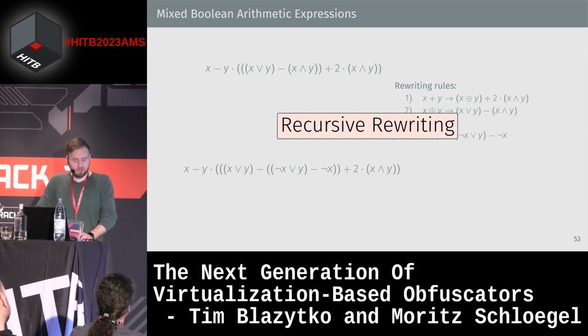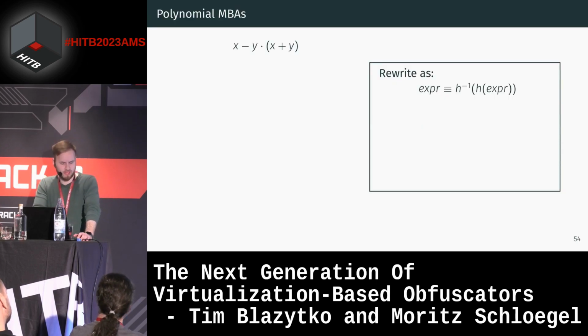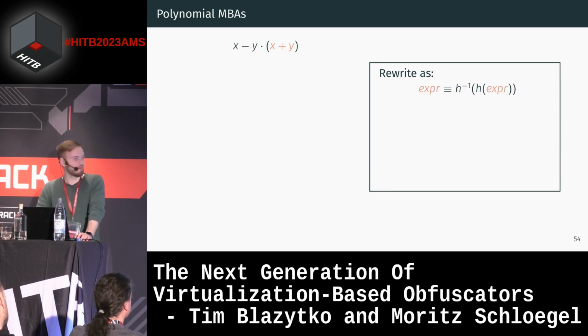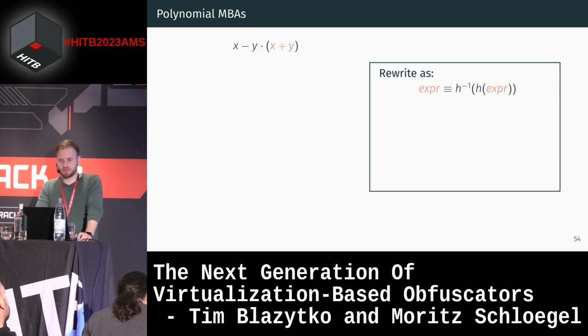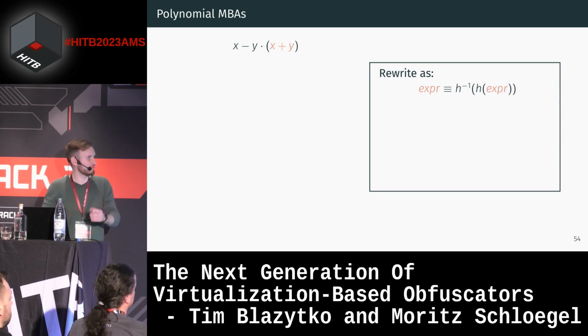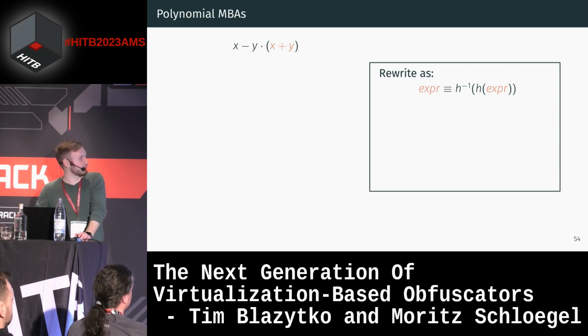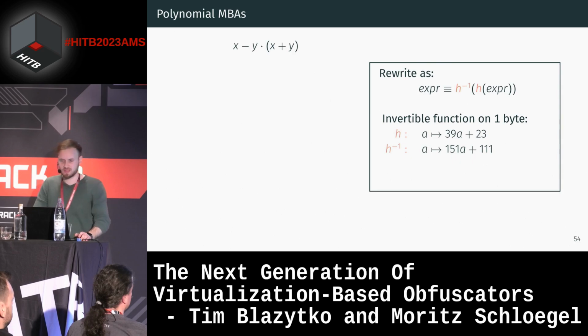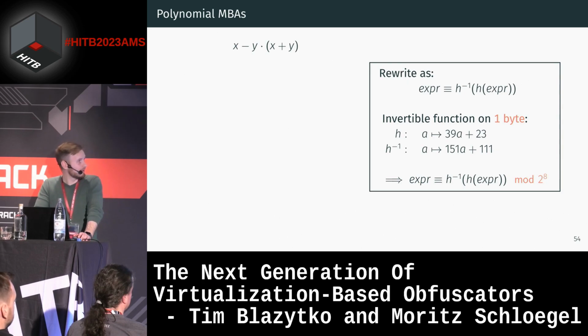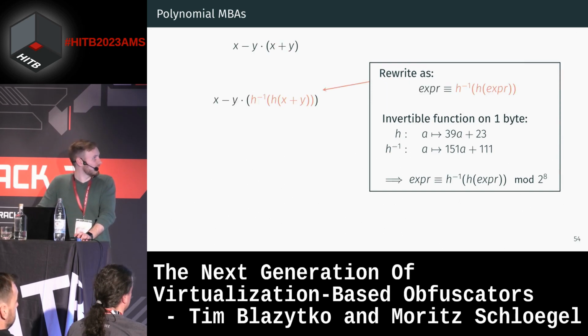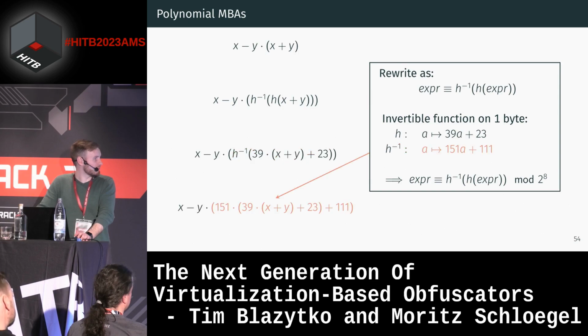Now there's an even more powerful category of MBAs, and that's polynomial MBAs. The idea is the same. We want to pick our expression or a sub-expression and rewrite that. And in this case, we use a function h, and its inverse function h minus 1. So we do need an invertible function. Unfortunately for us, we found one. The thing here is it's defined on 1 byte. We need to consider this. But then we can go ahead as before. We just replace our sub-expression with the more complex version. We apply the function and we apply the inverse function.